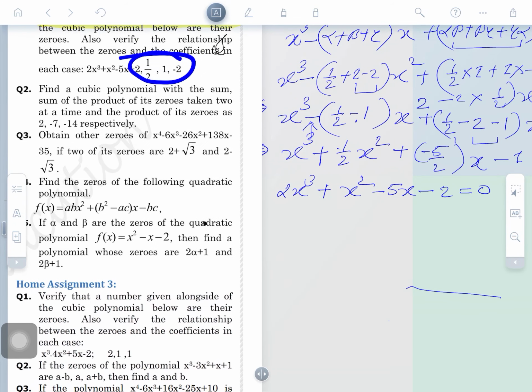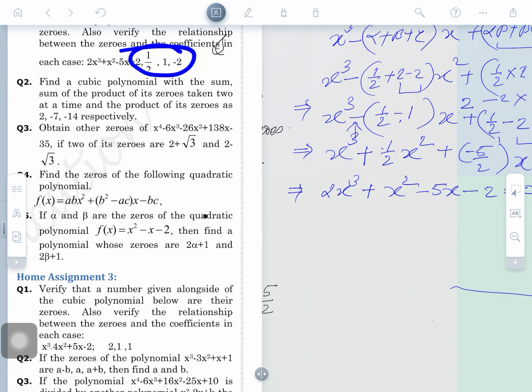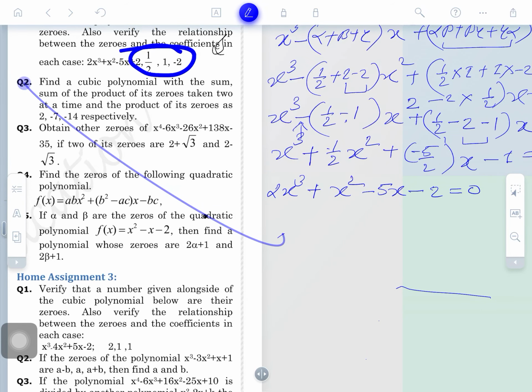Now, the next question that I told you: find a cubic polynomial with the sum and sum of products already given here. So, what is the method of solving this question? The simple method is there. The solution I am talking about, how can we solve this? Please tell me. This can be solved in a simple manner, solution number 2.